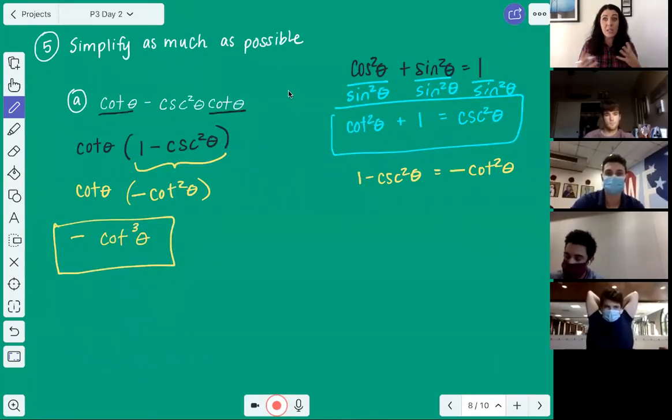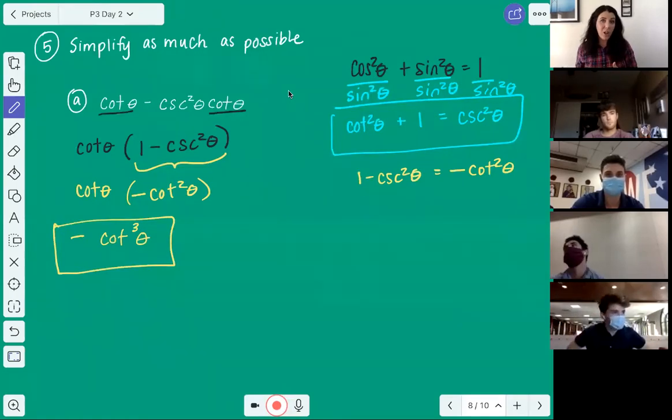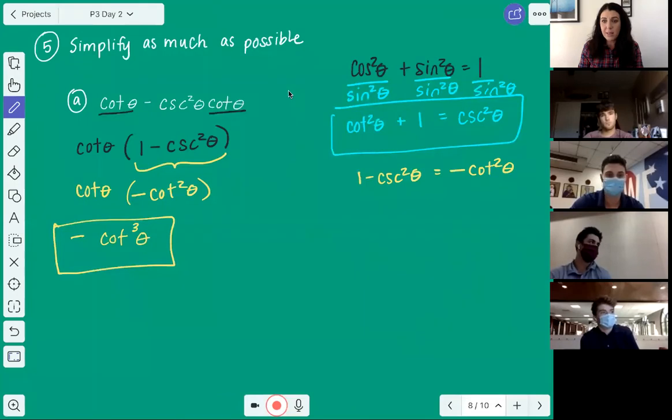Anytime you're using some of these identities, I want to see that work, but there's lots of different paths to get to a final answer that are all correct. Or not all correct, hopefully, if you do the correct methods. Okay. Any questions on this one?